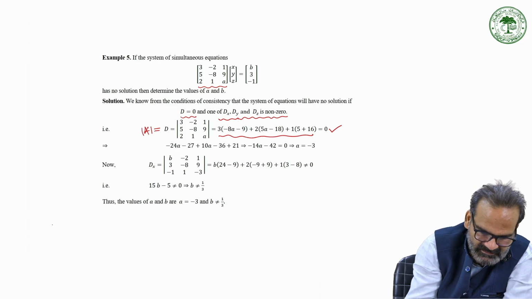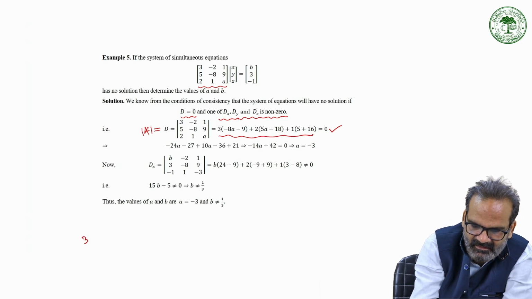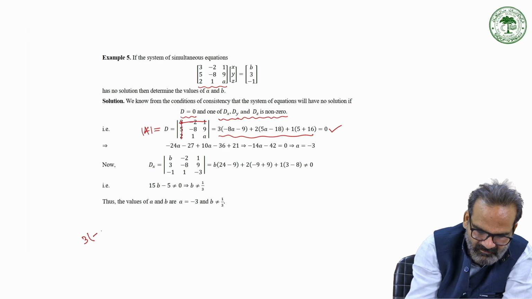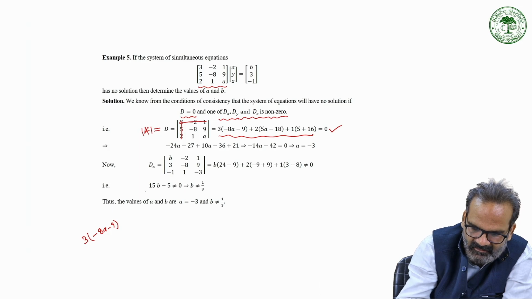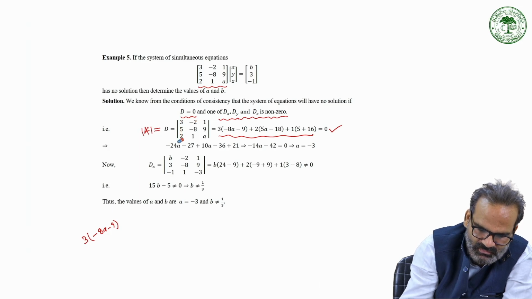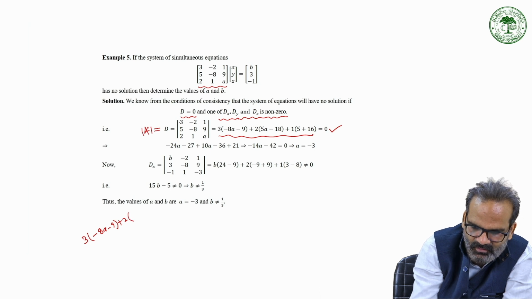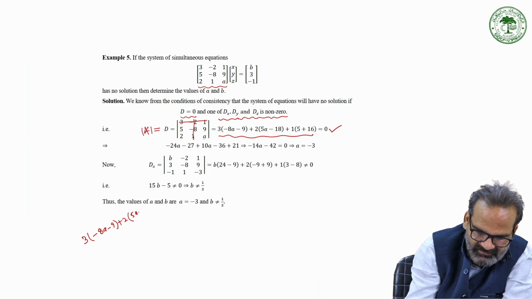The value of the determinant is coming out to be this. See, 3, delete the row and column in which 3 lies. What will you get here? Minus 8a minus 9, right? Then minus 2 minus minus, you will get here plus 2. Delete the row and column in which 2 lies. 5 into a is 5a, minus 9 into 2 is 18, so 5a minus 18 plus 1.